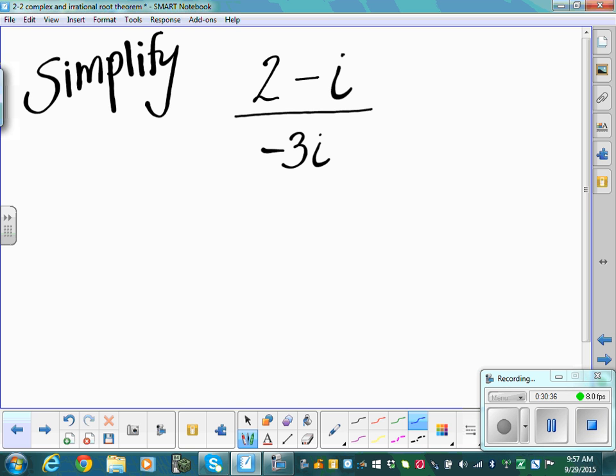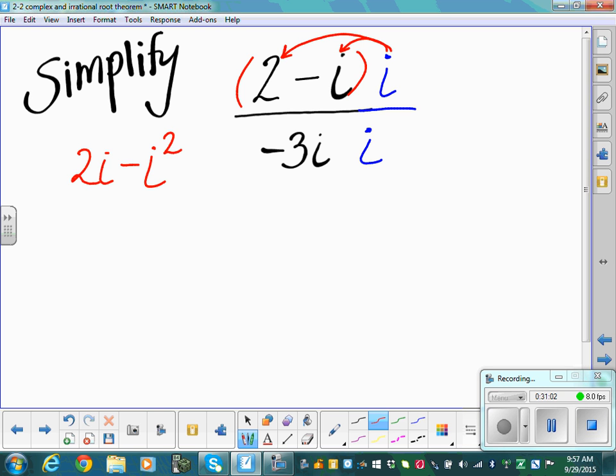That's fine. So we have 2 minus i over negative 3i. Once again, the problem is the i in the denominator of the fraction. So I know that if I have an i squared, it will go away. So I'm going to multiply the bottom by i and the top by i. Then I throw in my parentheses and I'll distribute i through. So 2 times i. And then we have negative i times i, which is negative i squared. So then on bottom, I have negative 3 times i, which is negative 3i squared.